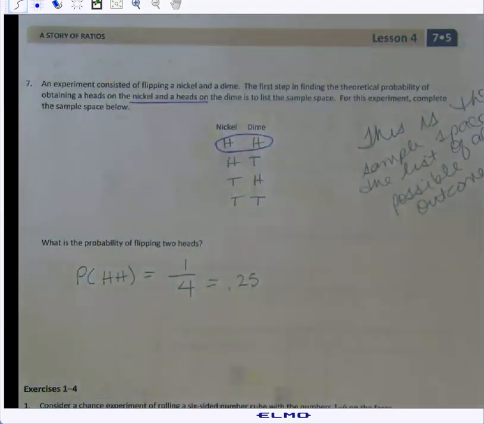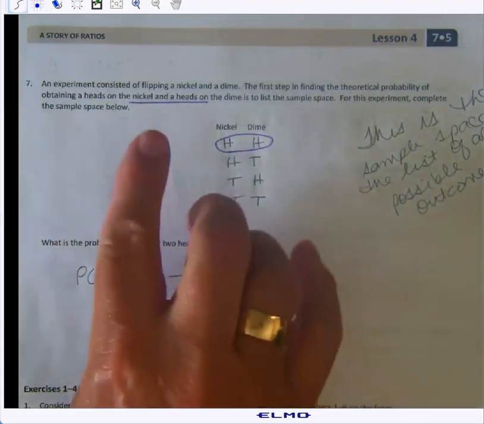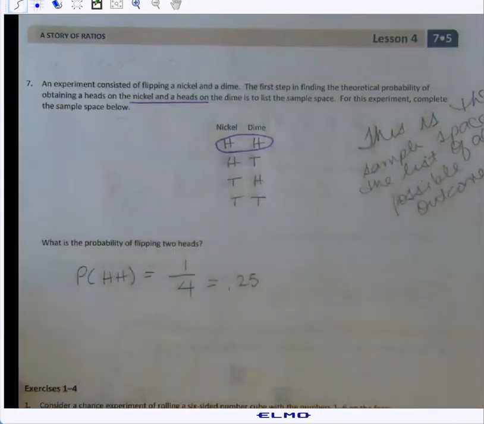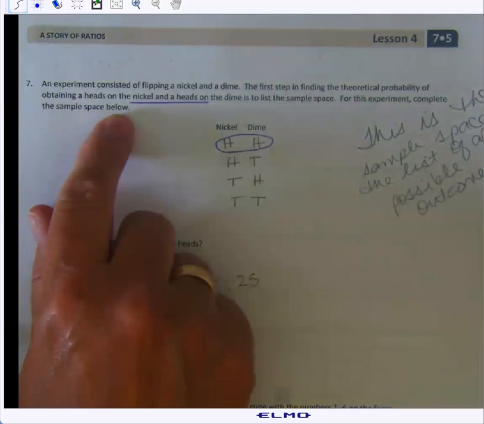So what happens when you flip a nickel and a dime? What are the different things that could happen? What are the different outcomes? So the experiment is flipping a nickel and a dime. That's the experiment. The outcome is what could happen. And our job right now is to list all the ways that the two coins, the nickel and the dime, could land. They've asked us to complete the sample space below.